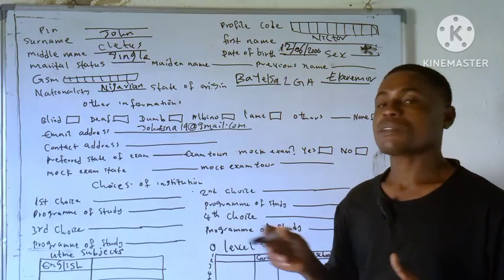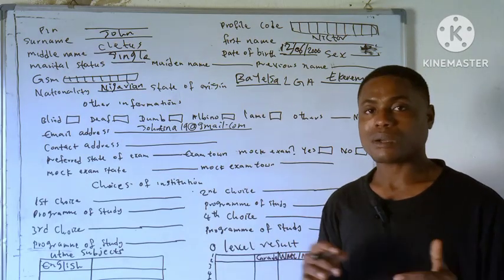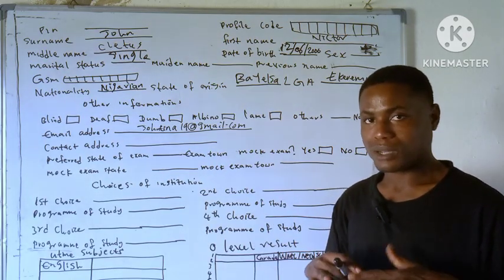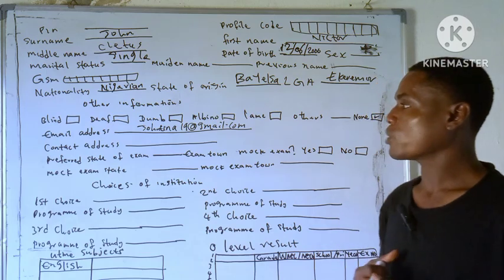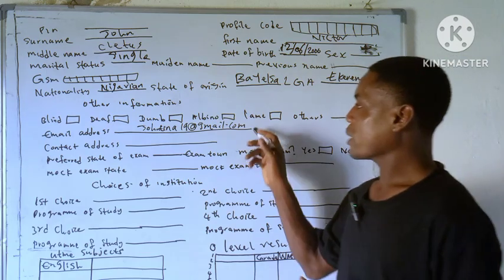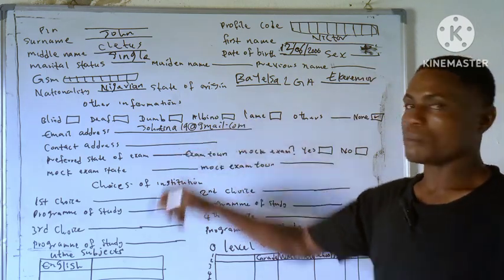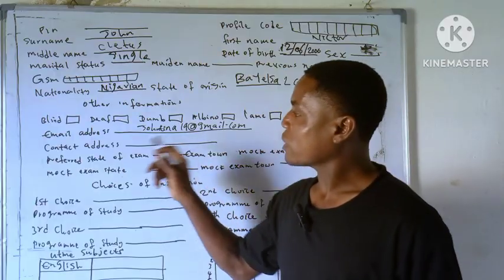Do you get me? So when you are filling the Jamb form, make sure you calm down, soak enough Gary, calm down and fill the Jamb form. Okay, so don't rush. Now this is the space to put your email address. Now the next one is what?